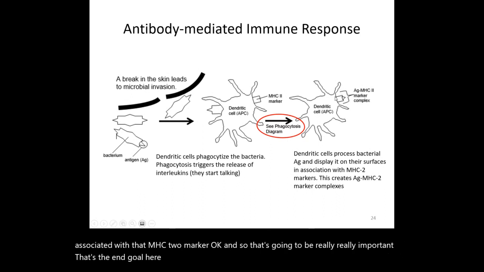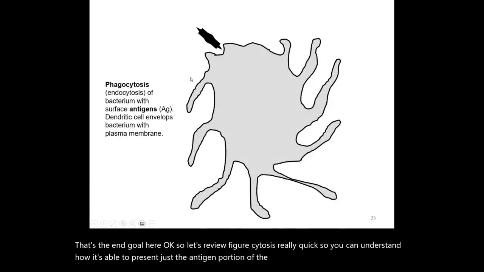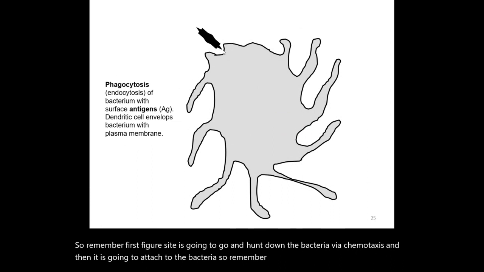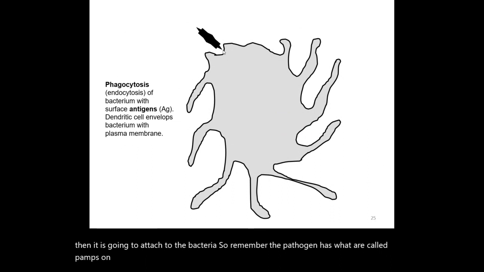Let's review phagocytosis really quick so you can understand how it's able to present just the antigen portion of the bacteria. Remember, first the phagocyte goes and hunts down the bacteria via chemotaxis, and then it attaches to the bacteria. The pathogen has what are called PAMPs on the surface, which are little molecules that bind to the TLRs on the phagocyte.